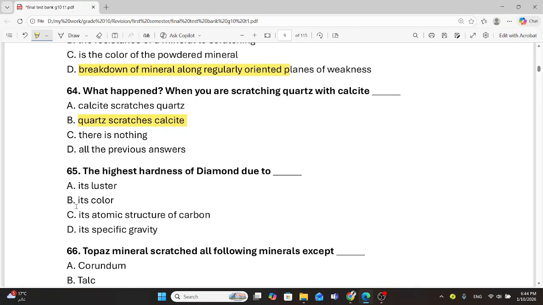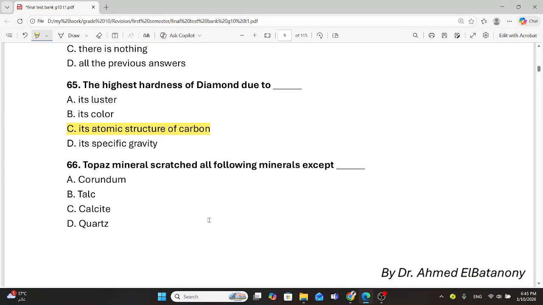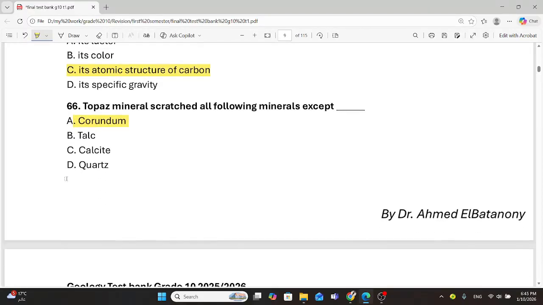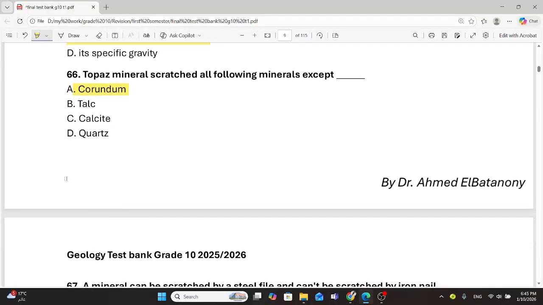The highest hardness is diamond due to الهاردنس على طول للatomic structure of carbon. طيب التواز mineral scratches all following minerals except تواز هيعمل سكراتش لكل المينرالز اللي جاية except اللي هو 7 يبقى كوراندوم 9 مش هعمل له هو الوحيد الأعلى من التواز.